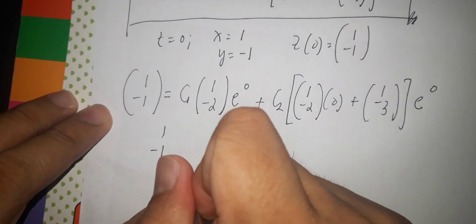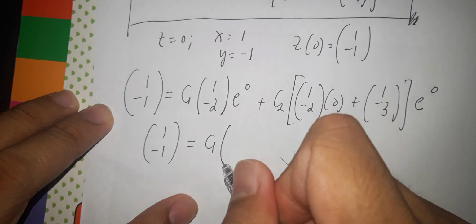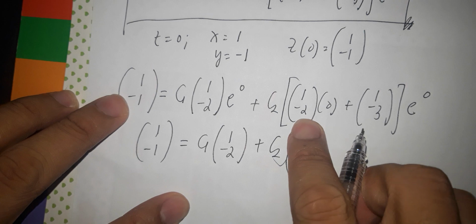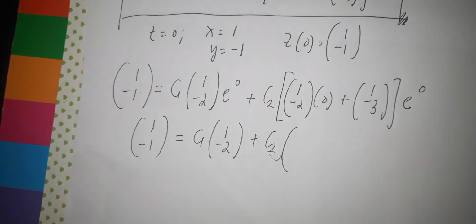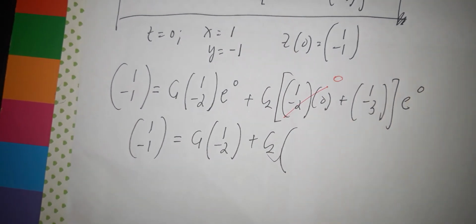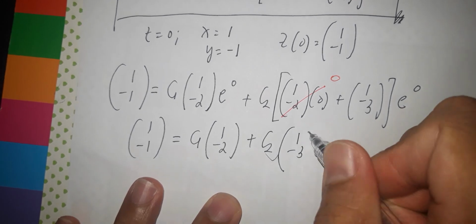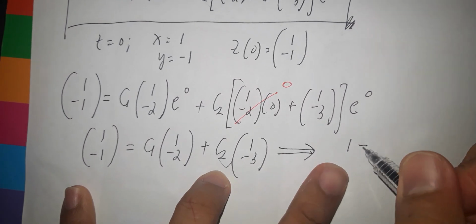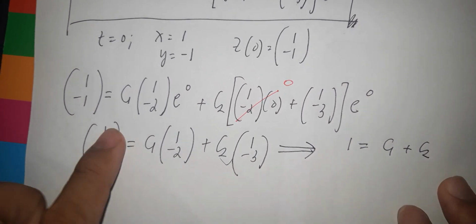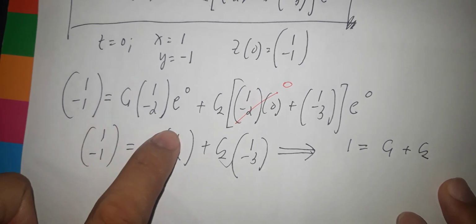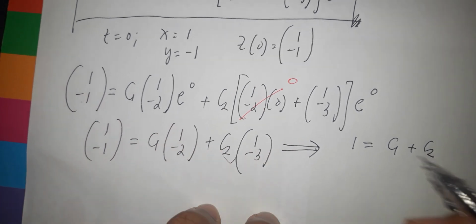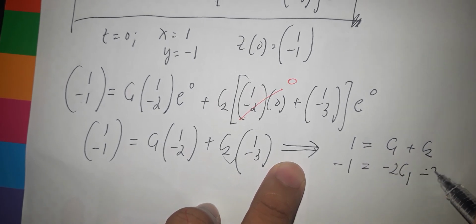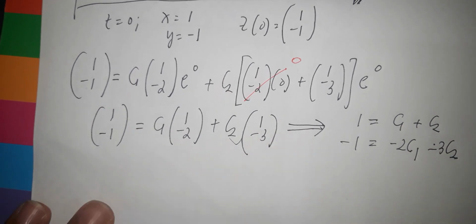So this gives you (1, negative 1) equals c1 (1, negative 2) because e to the 0 is 1, plus c2, this constant times 0 is, of course, 0, gives you (1, negative 3), e to the 0 is 1. So we have equation 1 as 1 is equal to C1 plus C2, all the top entries. The bottom entries: negative 1 is equal to negative 2C1 minus 3C2. So, this will be equation 1 and equation 2.